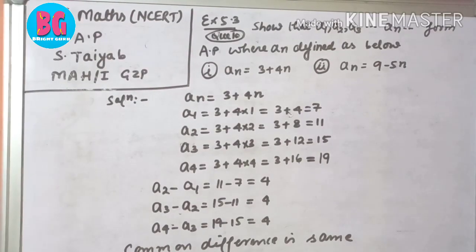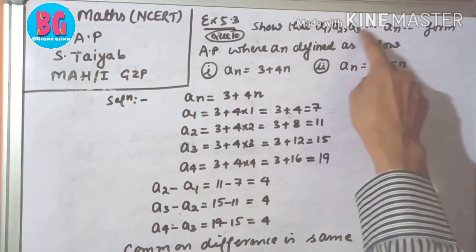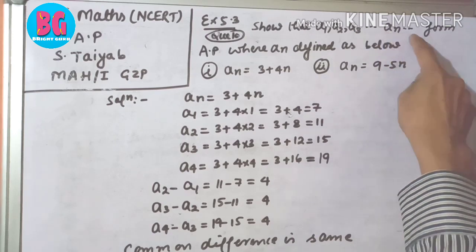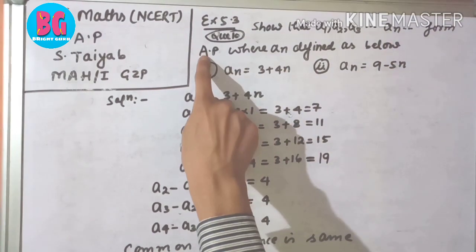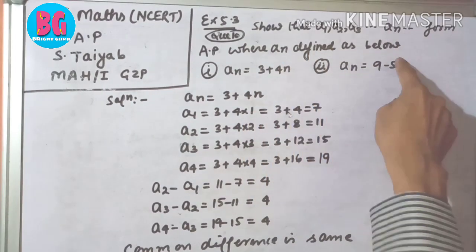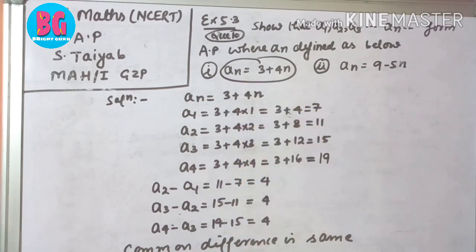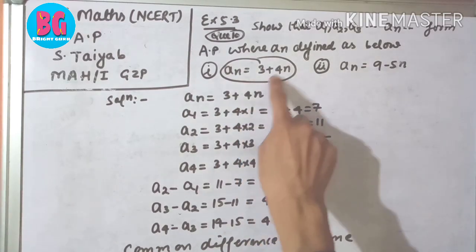Now we are going to discuss another question which is based upon arithmetic progression. It is from exercise 5.3, question number 10. Show that a1, a2, a3, ..., an form an AP, where an is defined as below. Here the definition of an is given. an is equal to 3 plus 4n.